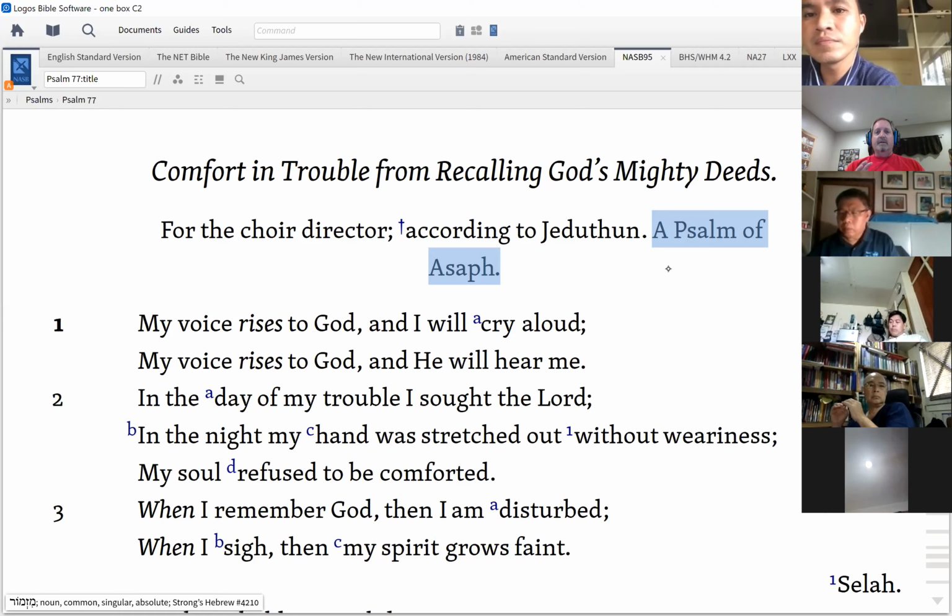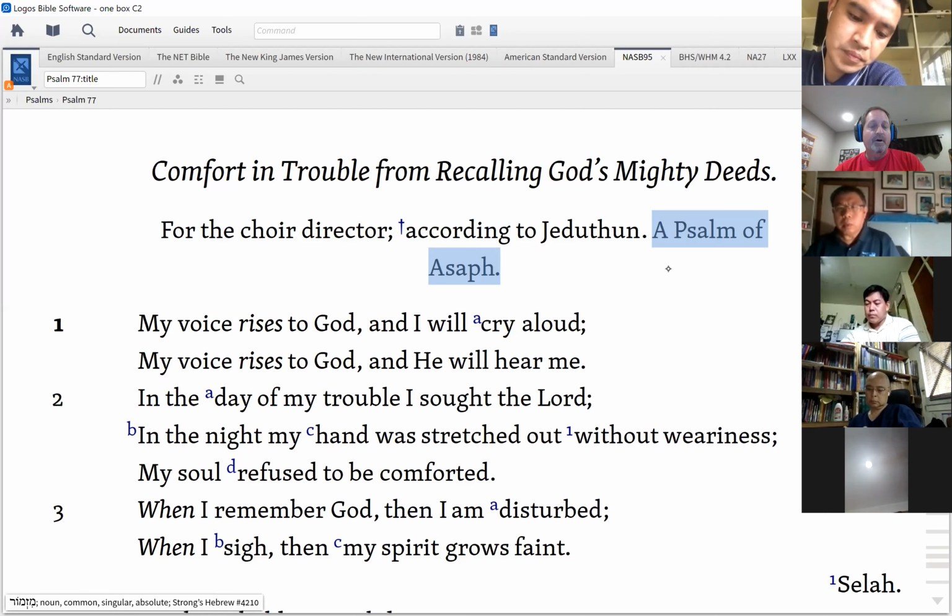Again, that doesn't mean they're the same theme or that we should consider them all as part of the same book, but they're all independent poems that Asaph wrote that a compiler later on just collected together, I believe, because they shared the same author. All right?